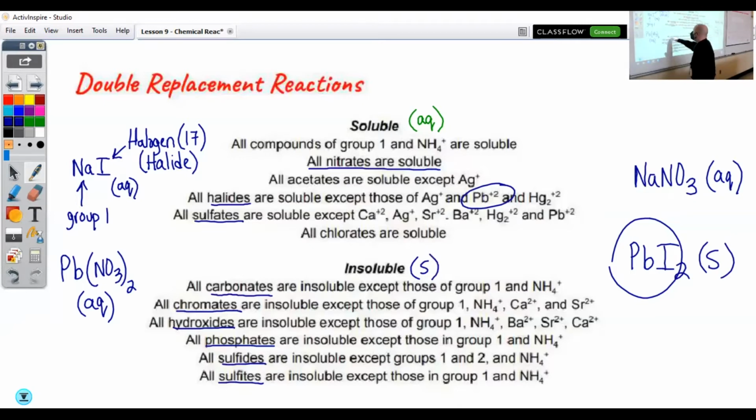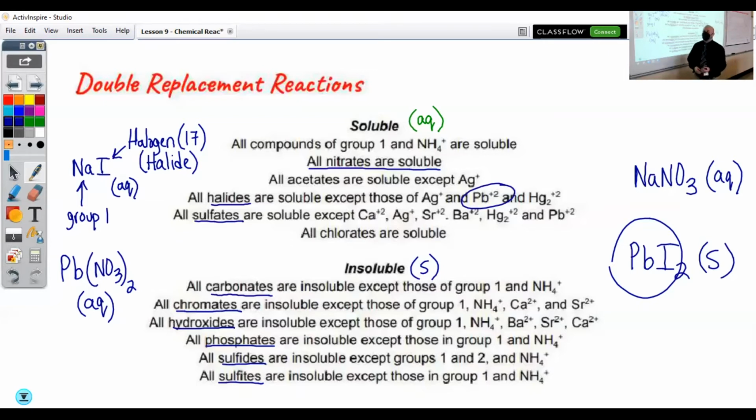So for the most part, all carbonates are going to be solid, meaning insoluble. They don't break apart. They form a precipitate and settle down at the bottom, except when we have a group 1 and NH4. And of course, it has to be an exception because all compounds of group 1 and NH4+ are soluble. Same thing here. All chromates are solid, except those of group 1, NH4, and a few others. Same. All hydroxides are insoluble, meaning we would write S for solid, except when they're paired with group 1.